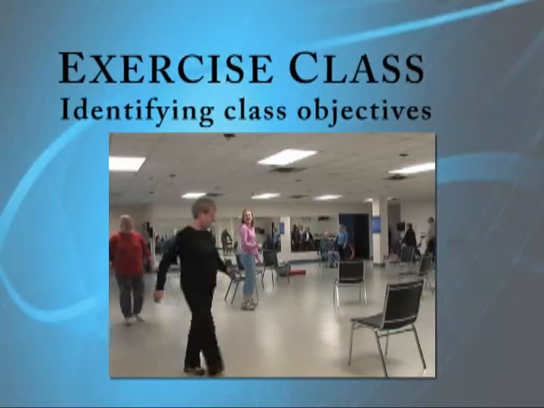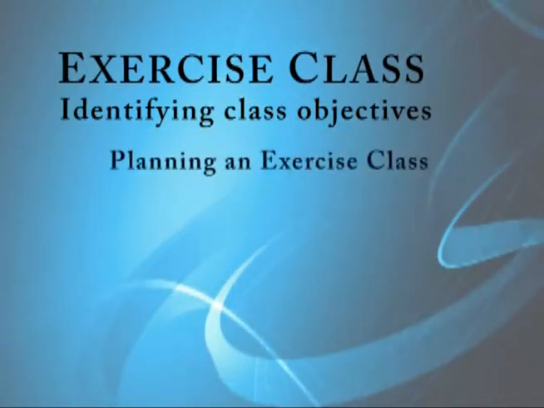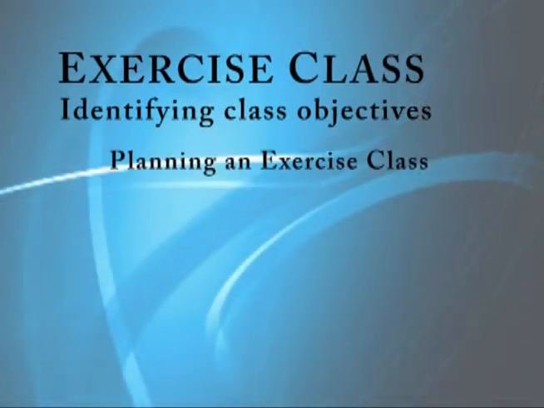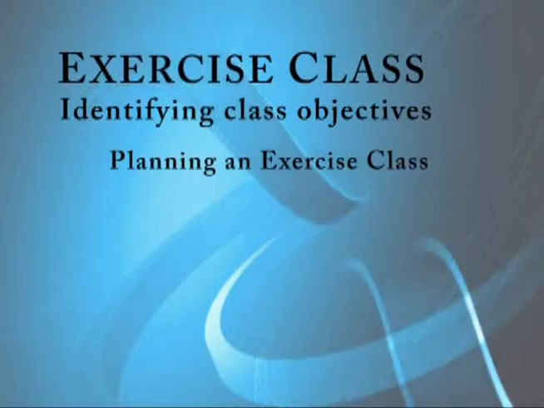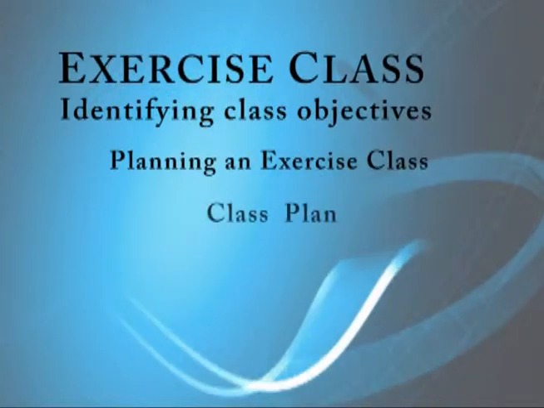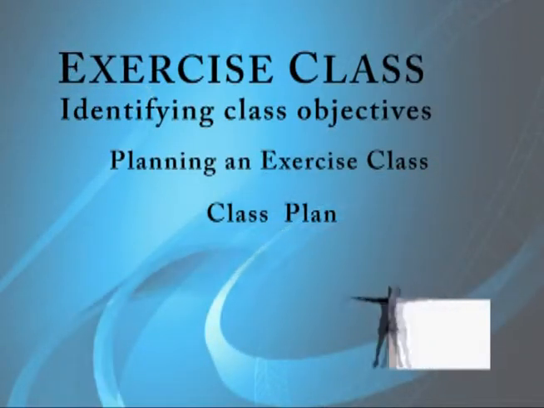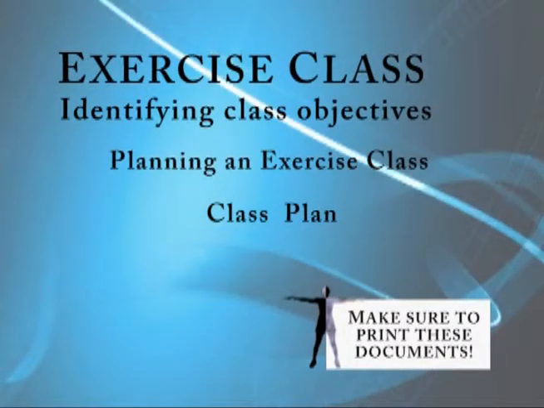However, towards the end of the session, the objective might be to increase the number of repetitions that participants are able to perform. A document entitled Planning an Exercise Class has been provided to help you sort through the many different aspects of an exercise class. This is followed by a document entitled Class Plan, which is a form you may use to help identify the objectives, flow, and organization of each class.